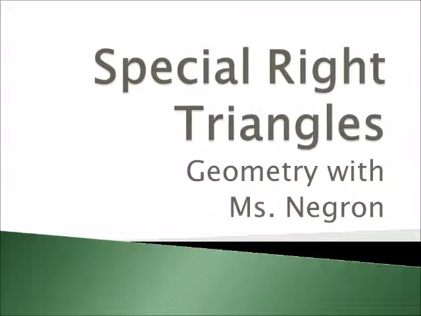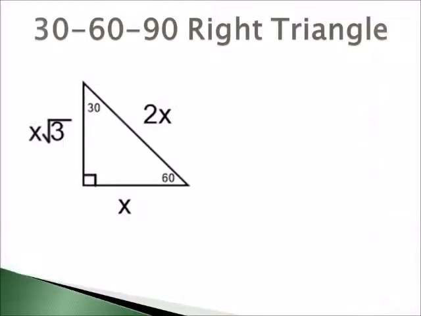Hi everybody, today we will be discussing how to determine special right triangles. Two triangles that we will be discussing are the 30-60-90 right triangle and the 45-45-90 right triangle. But first let's talk about the 30-60-90.